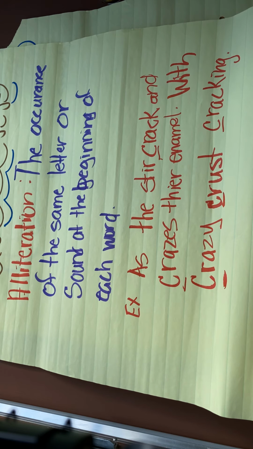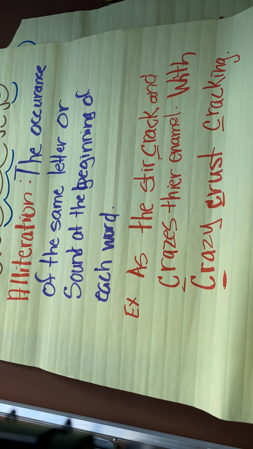And we all know the famous alliteration, "Peter Piper picked a peck of pickled peppers. How many pickled peppers did Peter Piper pick?" They are also known as tongue twisters. They are normally found in poems. Alliterations are found in poems.